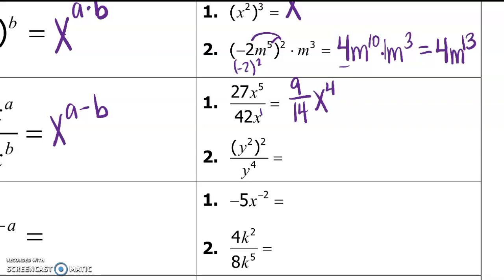Number 2, we have y squared squared becomes y to the 4th over y to the 4th. Two ways you can think about this. We'll get down to the 0 property in a minute, but if you subtract, you get y to the 0. Not just 0, but y to the 0. Anything to the 0 power is 1. Now you should be able to skip that step and just realize anything divided by itself cancels out to 1. So your final answer needs to be 1, not 0.